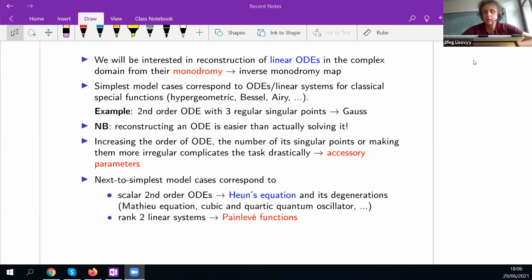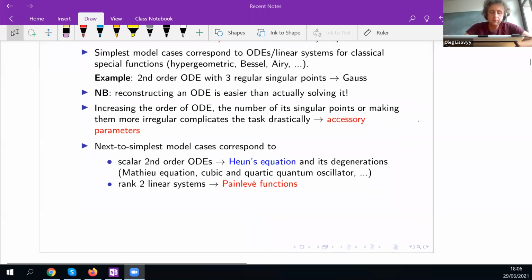Next to the simplest model cases where you can encounter this type of phenomena, they correspond to Heun's equation and its degenerations when we are talking about scalar second order ODEs. The degenerations include several familiar examples like the Mathieu equation or the cubic and quartic quantum oscillator. And in the case of rank 2 linear systems, the first non-trivial situations of the explicit construction of the inverse monodromy map are directly related to solving Painlevé equations.